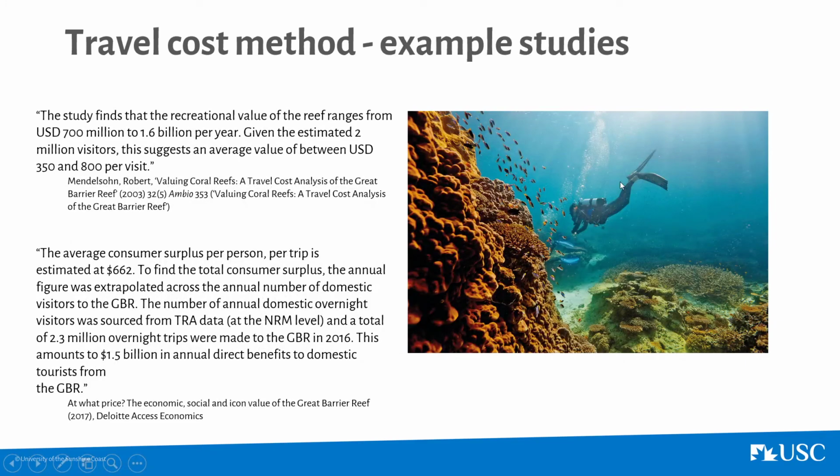So let's look at just a couple of examples of how the travel cost method has been used. The 2 examples I'm giving here are about coming up with a total value of the Great Barrier Reef. So here we've got one study back in 2003 that used the travel cost method and found that the recreational value of the reef ranges from 700 million US per year to about 1.6 billion. And that's estimated on around 200 million visitors, and that the average person is deriving this benefit, this consumer surplus, of somewhere between $350 to $800 per visit.